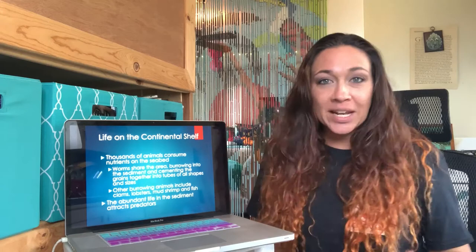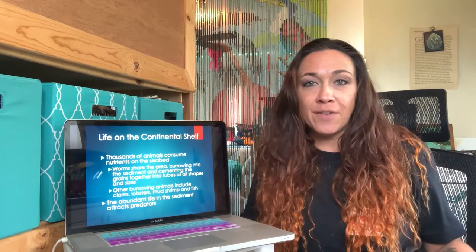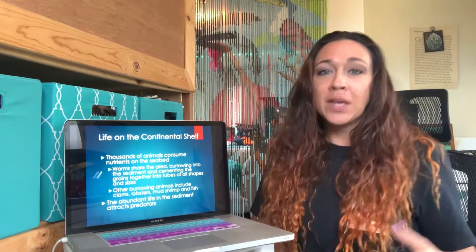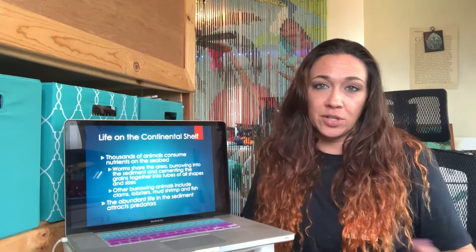So now you're going to have a more complex environment because you're going to have organisms who are going to eat those organisms who are eating the stuff that settled along the bottom. So again, the bottom of the food chain is sometimes this detritus or these floating nutrients that are floating in the water and then settling down to the bottom.